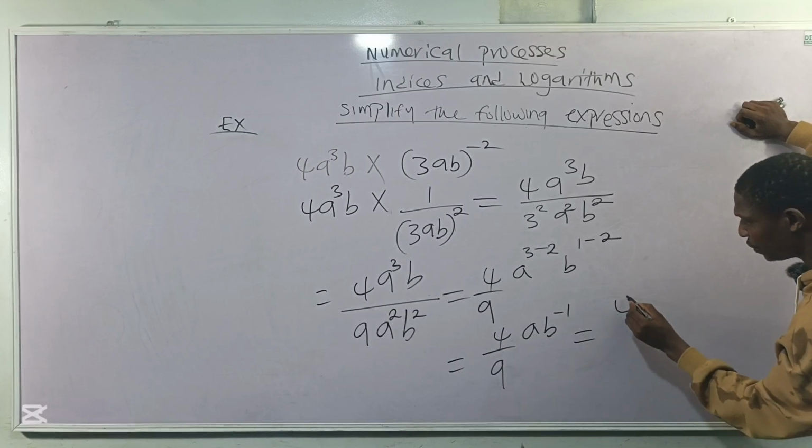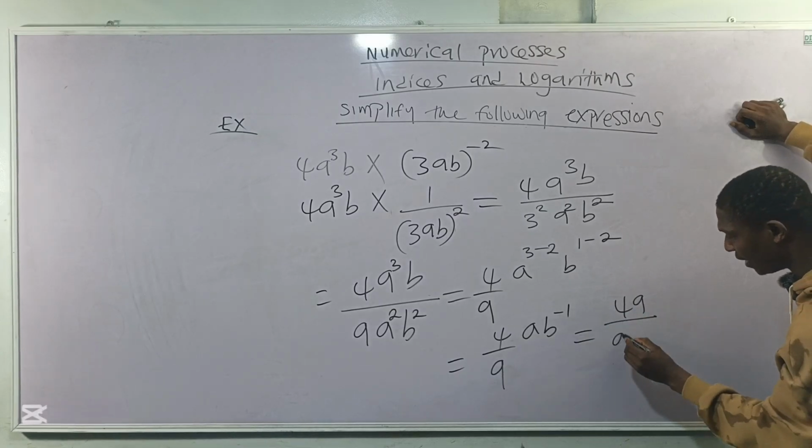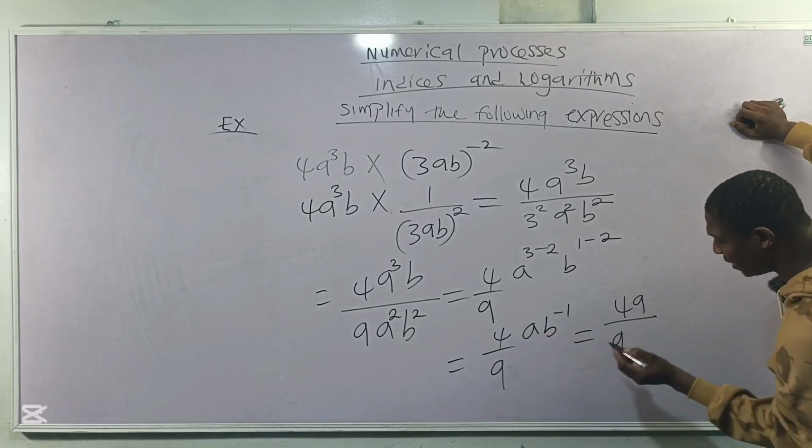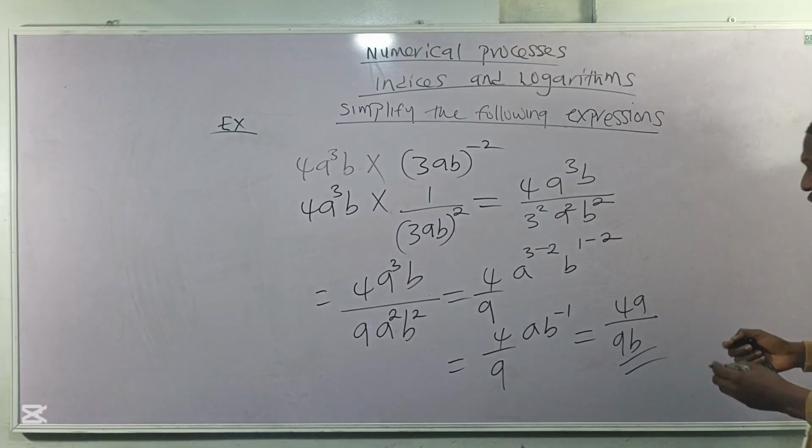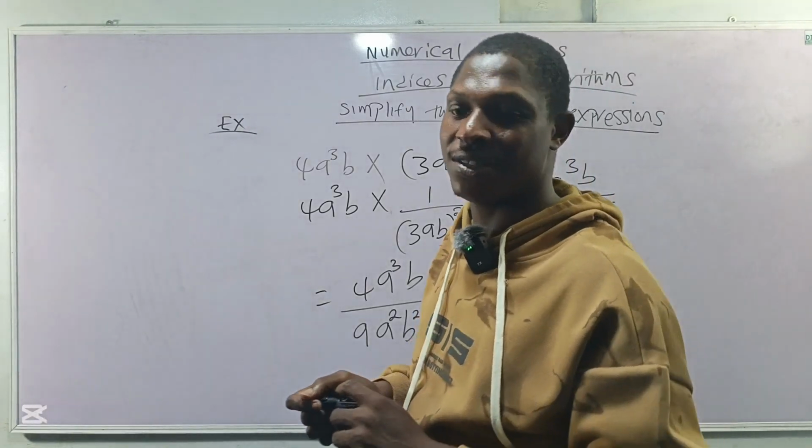This can be written as 4a all over 9. We bring b to the other side, downward, and the negative sign will be removed. So we have 4a all over 9b as our answer.